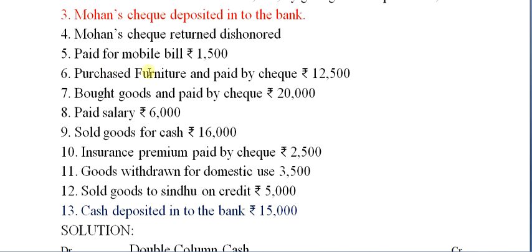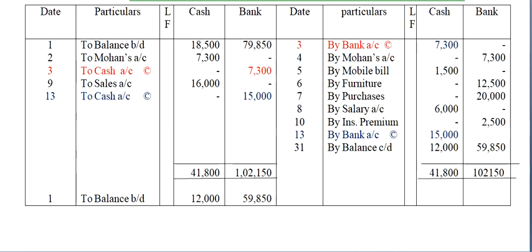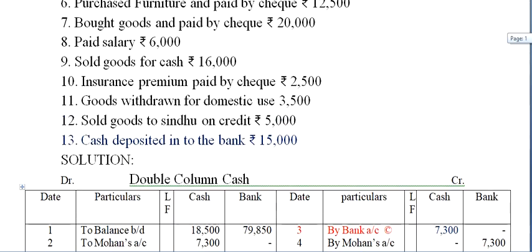Again, sixth point: purchased furniture and paid by check rupees 12,500. When we purchase the furniture, our bank balance reduces because we are paying through check. So 12,500 should be recorded under the credit side in the bank column. Sixth point, by furniture, the bank column amount, that is bank balance, reduces by 12,500.